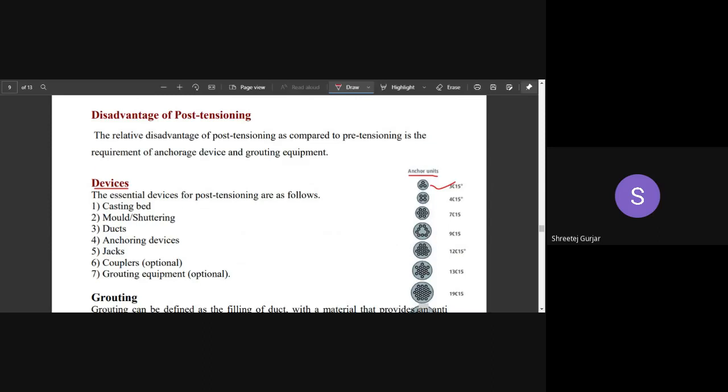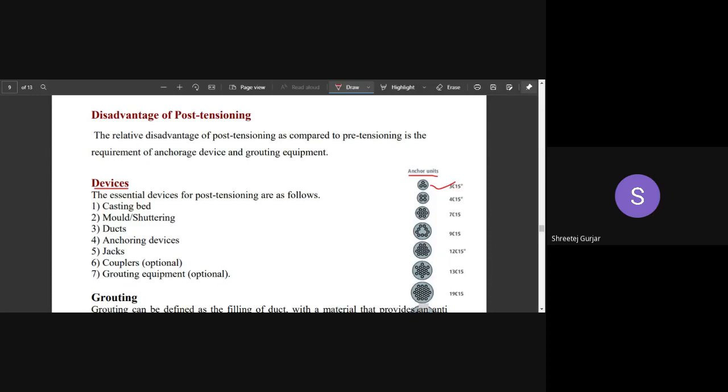Then after that we need ducts to be placed in your mold. Then we need anchoring devices at one side, and at the other side we require jacks, for pulling or tensioning your tendons. Then your next requirement is couplers, which is optional. Couplers are devices required for attaching two steel tendons, or when you want to join two steel wires.